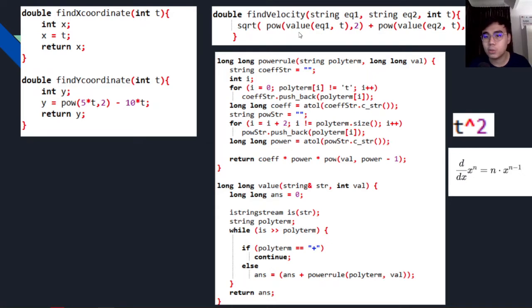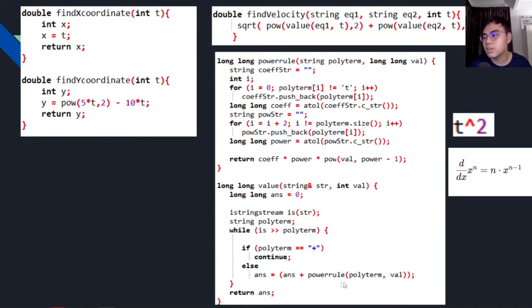So what is value? We want to find the value of the horizontal velocity and also the value of the vertical velocity. What happens in value? It takes in the formula as a string and it takes the t value. The answer is initialized to 0. Now we create a string called polyterm and we scan through the string and find the polynomial. In the code here, if polyterm equals plus, we just continue. Else, answer equals answer plus power rule.